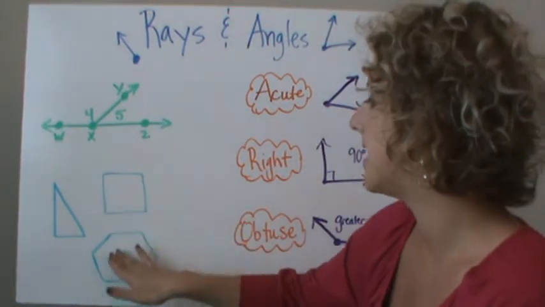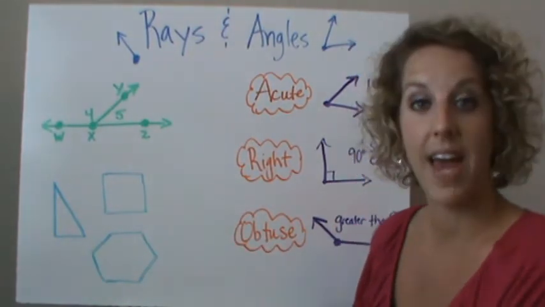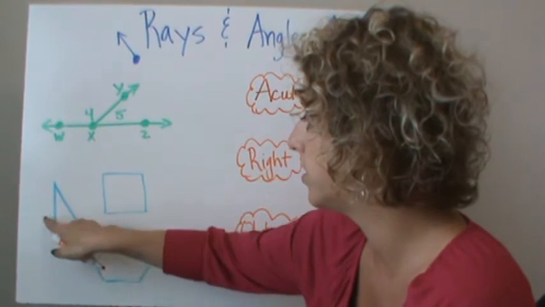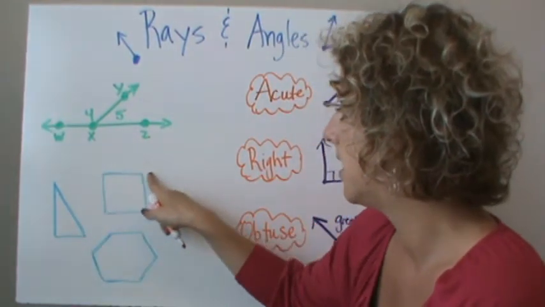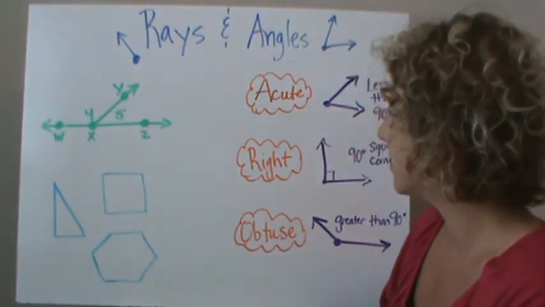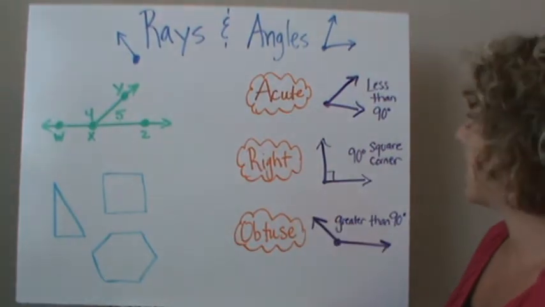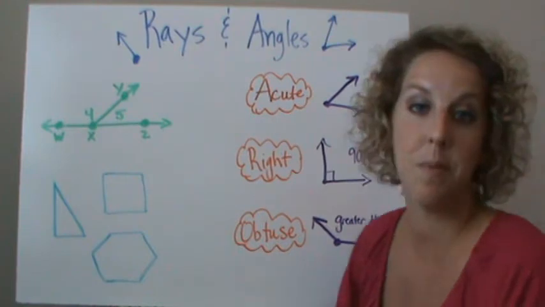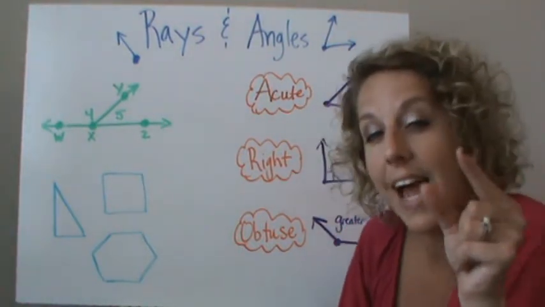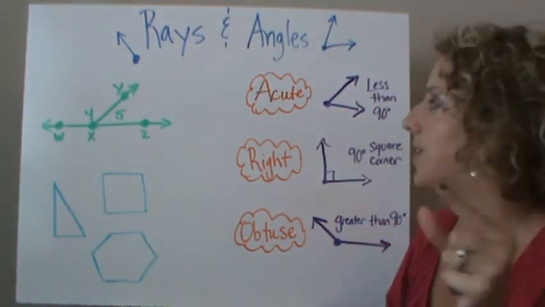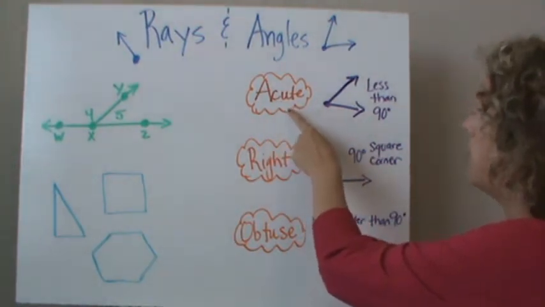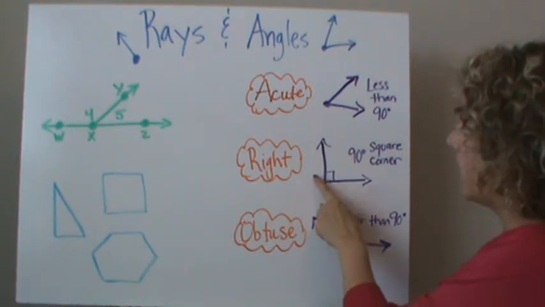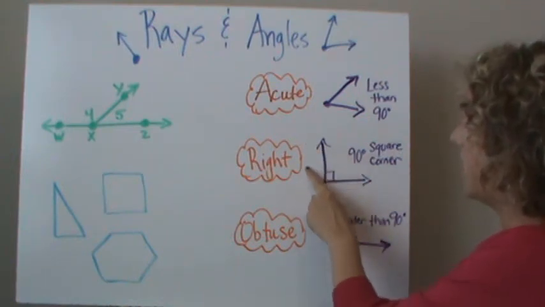If we look at some examples here, these shapes have angles in them. You can see on the corners, on the edges, or the sides, there are angles. Now there are 3 different types of angles. An acute angle, I like to remember this because it's a cute little angle. It's less than 90 degrees. A right angle makes that perfect square corner, that perfect 90-degree angle.